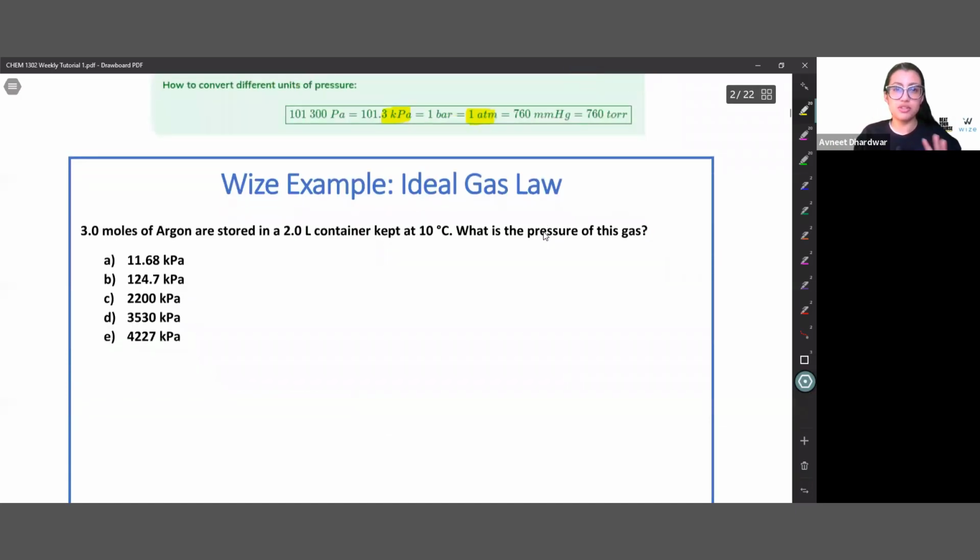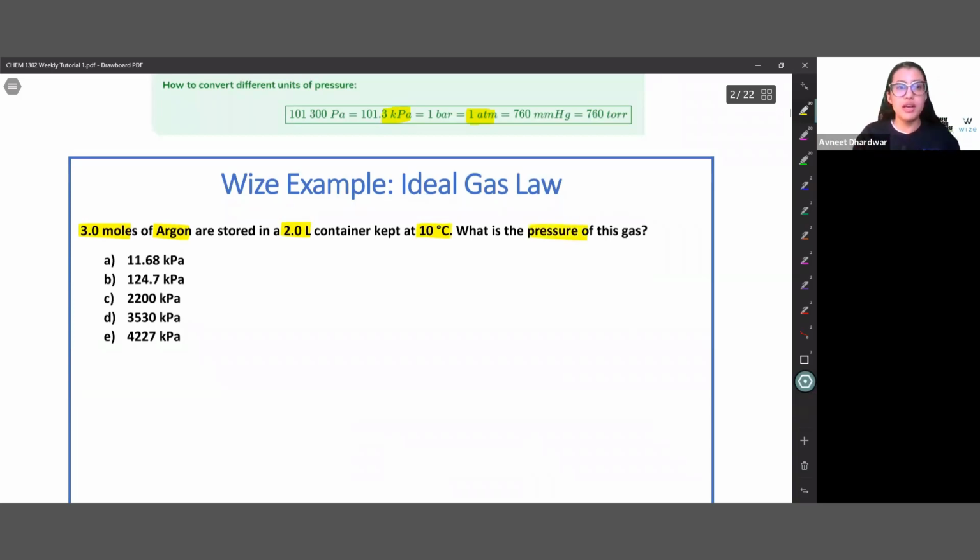Okay, so this first problem is just a warm-up problem to make sure we know what we're doing when it comes to the ideal gas law equation. It says there's 3 moles of argon stored in a 2-liter container that's kept at 10 degrees Celsius. What is the pressure of this gas?